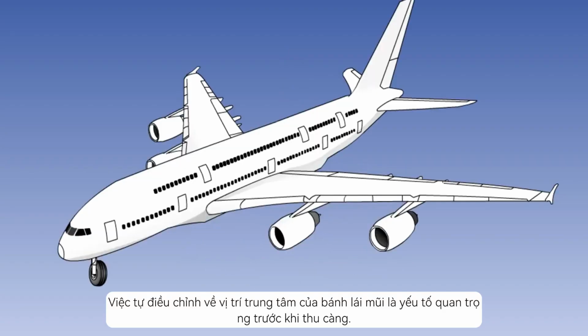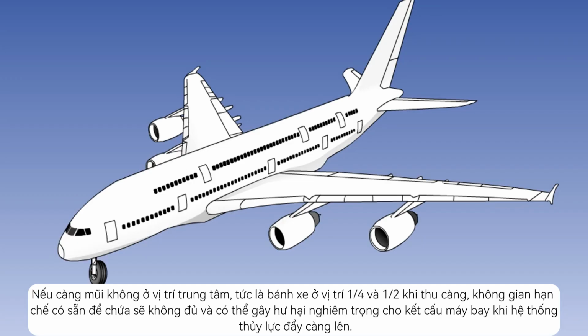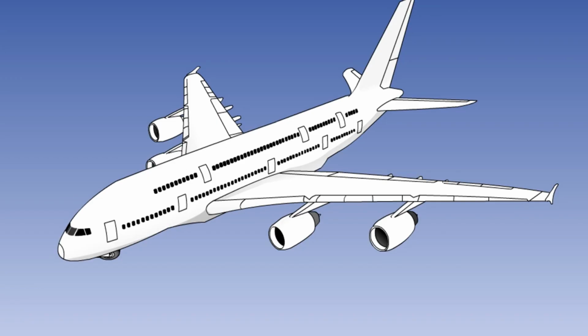Automatic self-centering of the nose wheel is essential prior to landing gear retraction. If the nose gear is not in a central position, that is to say, with the wheels pointing in a fore and aft direction, prior to its retraction, the restricted space available for its stowage will not be sufficient, and severe damage may be caused to the aircraft structure as the hydraulic system forces the gear upwards.